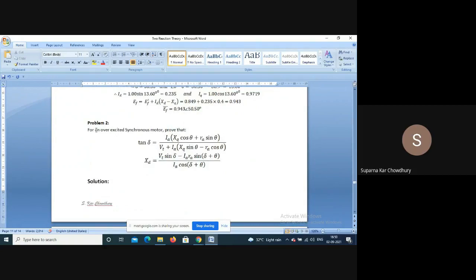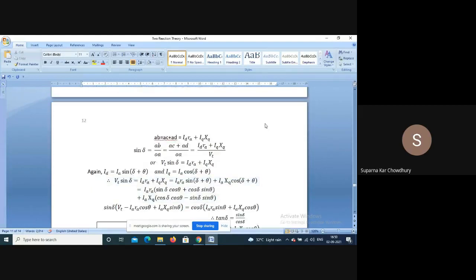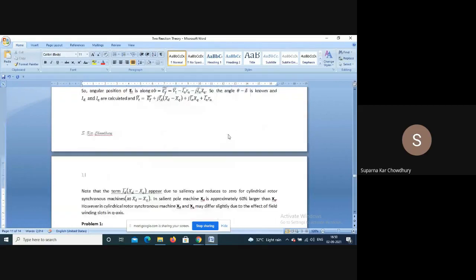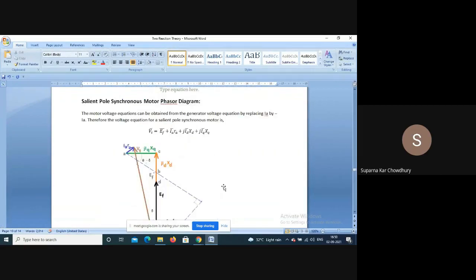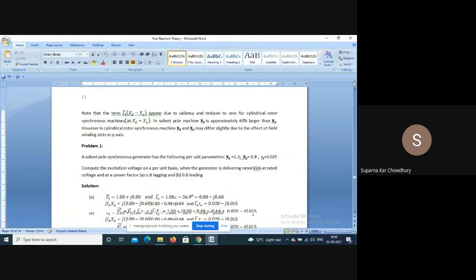Now this problem is for an overexcited synchronous motor. Prove that tan delta is equal to Ia Xq cos theta plus Ra sin theta divided by Vt plus Ia Xq sin theta minus Ra cos theta, and Xd is equal to Vt sin delta minus IaRa sin delta plus theta divided by Ia cos delta plus theta. Now this is from the phasor diagram that we have drawn earlier. This is for the motor.